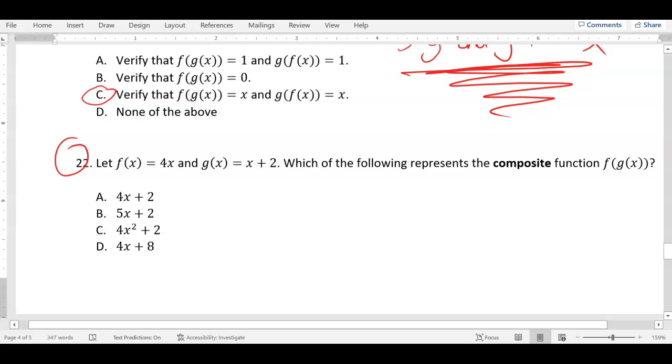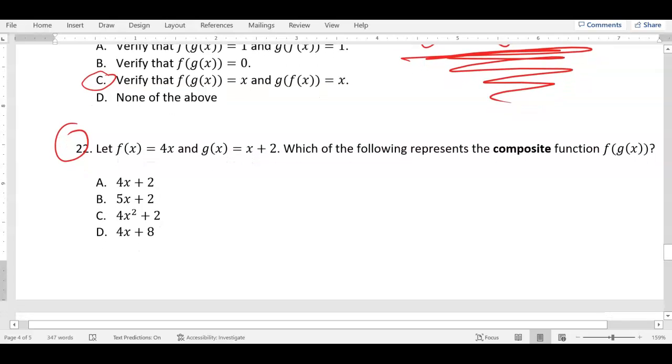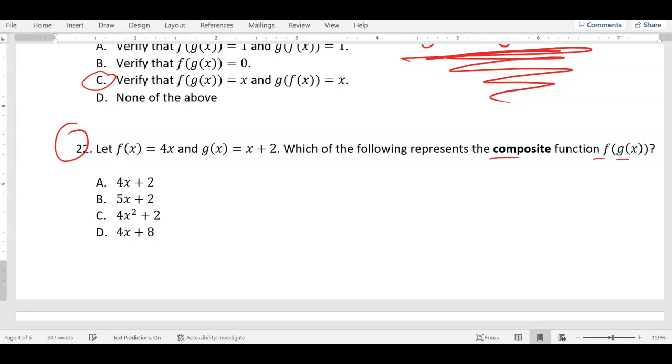All right, here we go. Let f of x equal 4x, g of x equal x plus 2. Which of the following is a composite f of g of x? So f of x equals 4x. I want to put g of x into f of x, so I'm going to put a space here instead of x.